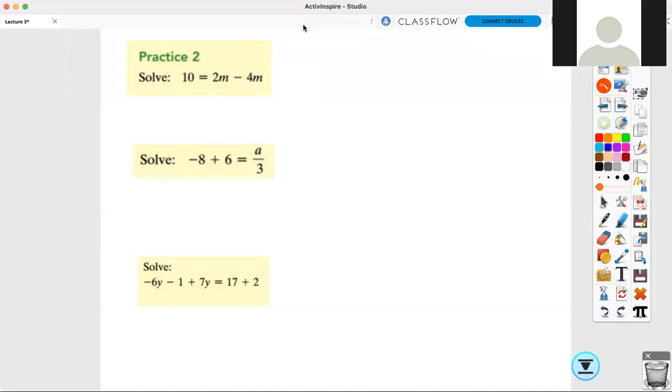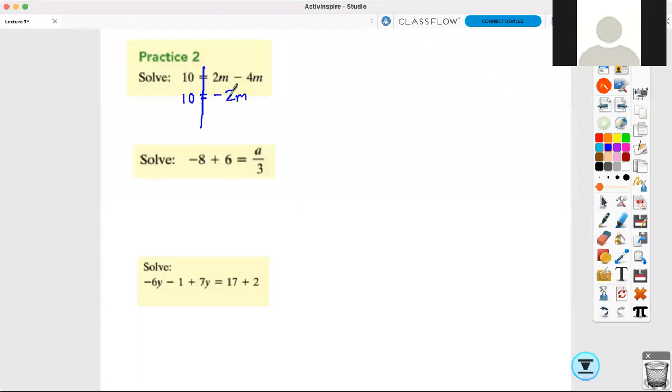So, okay, let's look at the first one. We have 10 equals 2m minus 4m. First draw the line down the equal sign. And then we look at the left side. Can we combine any like terms here on the 10? Nope, so just bring that down. On the right side, we can combine 2m minus 4m, which gives us a negative 2m.